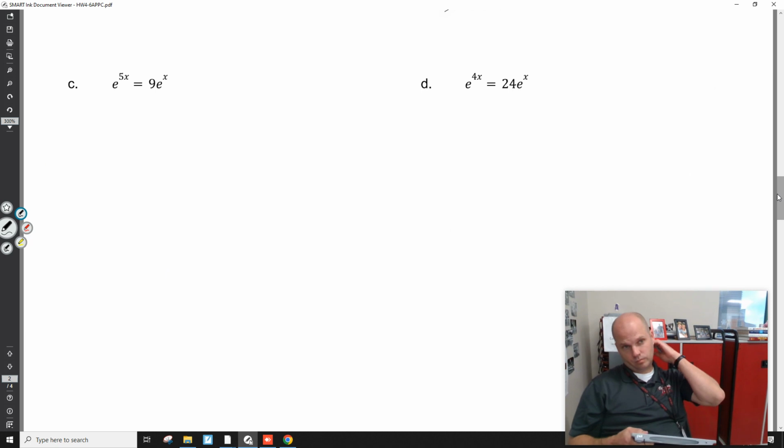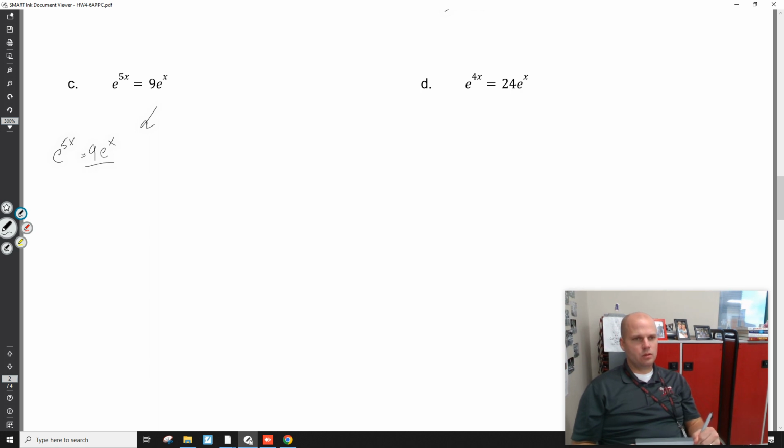Moving on. There are multiple ways to do this one. I'll show you multiple ways. My first instinct when I see this problem is to divide by e to the x. Now, we never want to divide by x. It potentially can remove a solution whenever you divide by something with a variable and that goes away. But I get e to the 4x equals 9 in this situation.